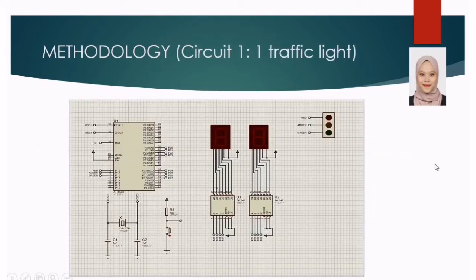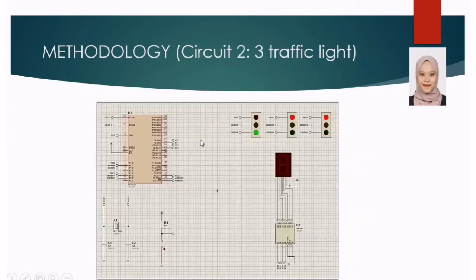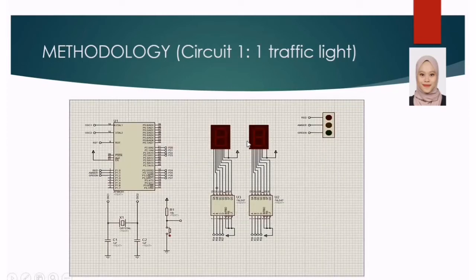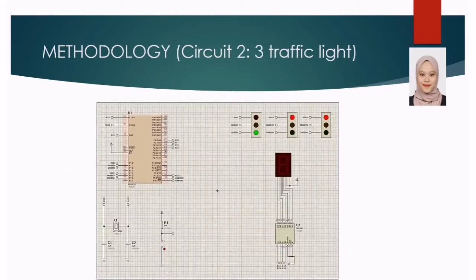Okay, here is the circuit for junction 1. We have chip, crystal, capacitor, capacitor, resistor, this is switch, this is timer, this is decoder, and this is traffic light. For junction 2, junction 3 traffic light.